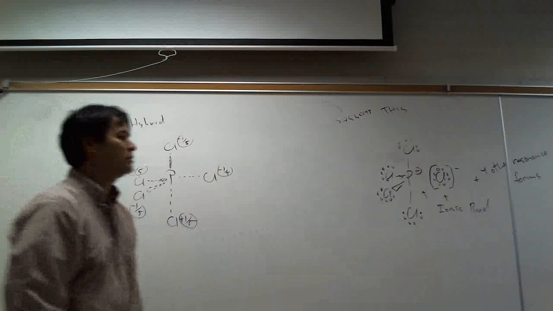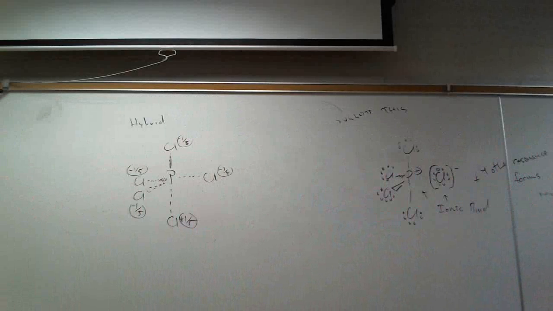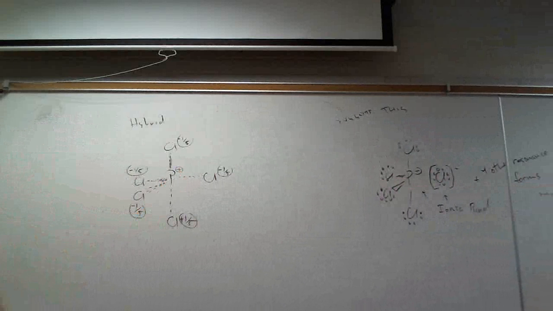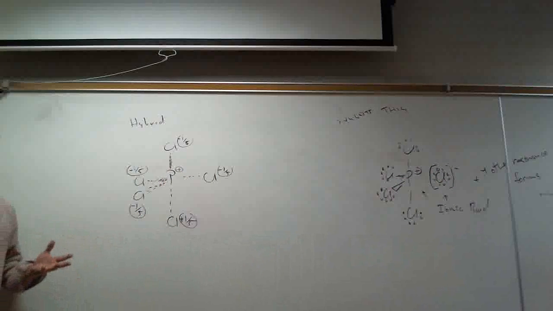Well, let's draw another resonance form. Here, the next resonance form is, let's put the chloride up here. Bring the ion. Do you see how it's going to be in all 5 positions? And so if you average it, it's going to be negative 1/5. Negative 1/5. Phosphorus is plus.